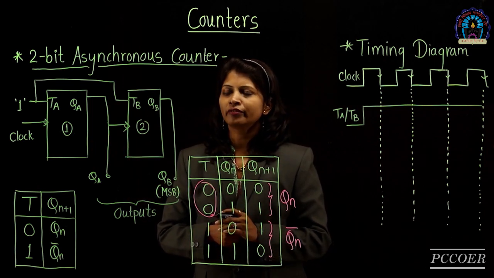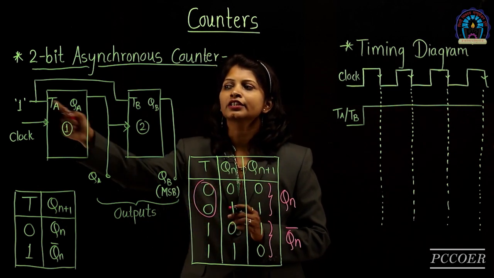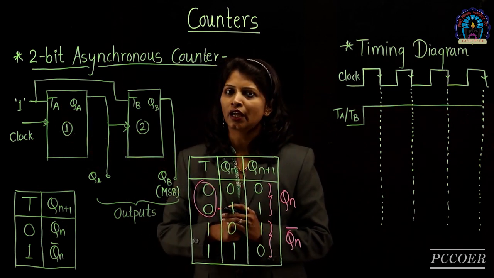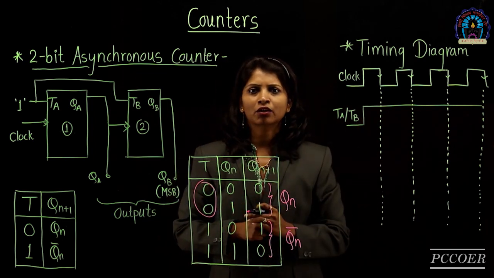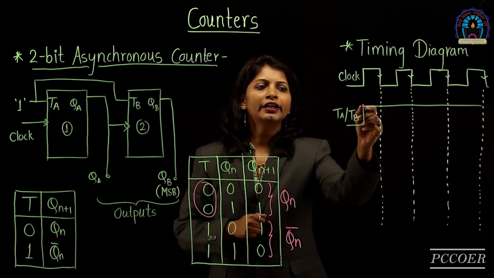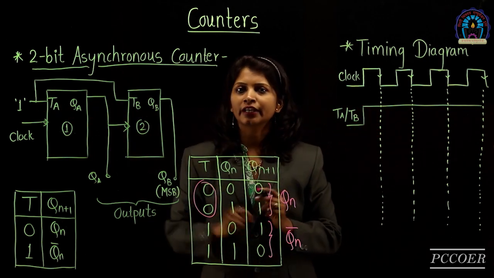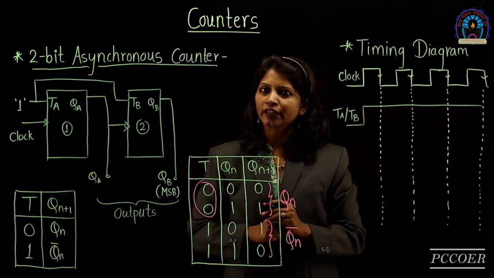So initially we will analyze each of the flip-flops separately, considering its input and the clock signal applied. That's why we have drawn a clock signal here. Clock is nothing but simply a square wave signal. Here TA and TB both are continuously connected to logic 1. So TA and TB both are constantly 1.